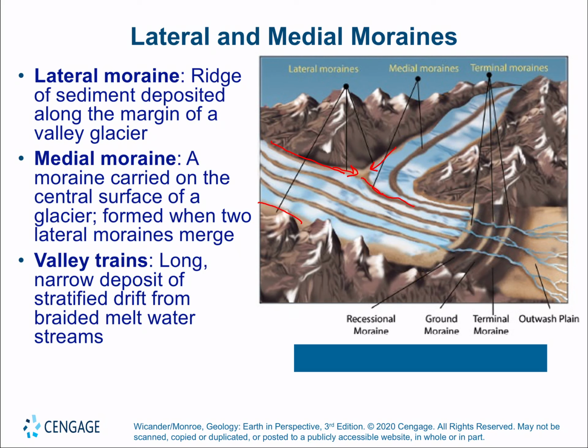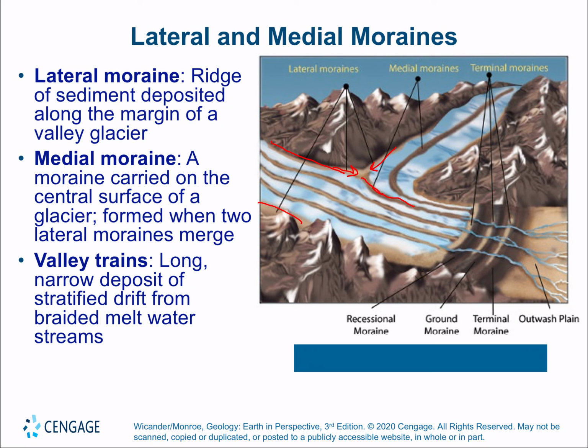And then we could even have valley trains, which are long, narrow deposits of stratified drift from braided meltwater streams. If we look at some pictures, this shows a good picture of your lateral moraine. You can see it pointed out. And then you see the medial moraine where your lateral moraines are going to join.